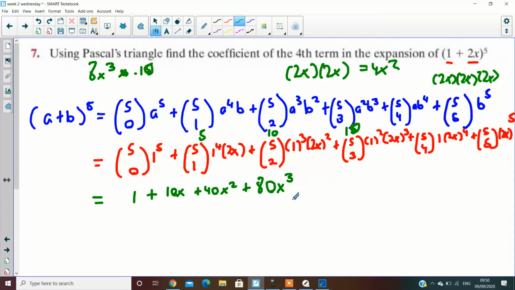Do I have to finish this? Good. And what's my answer? The coefficient of the fourth term is 80. Everybody happy enough with that? Yes? You could have just done the fourth term on its own.